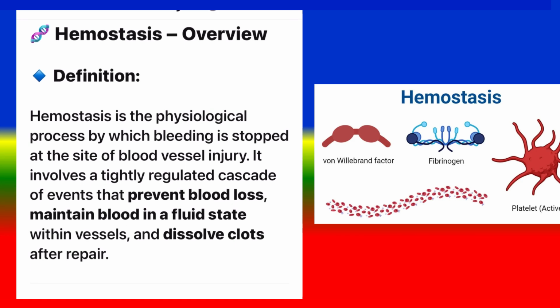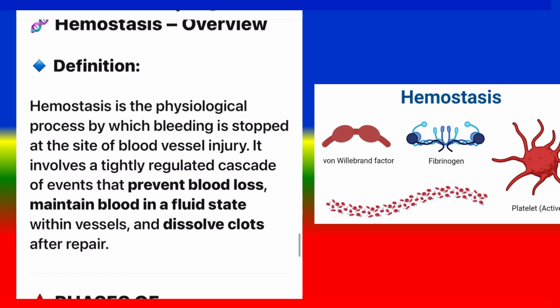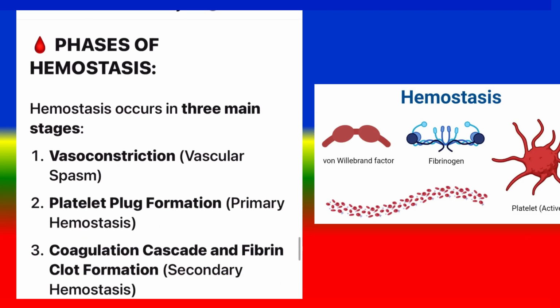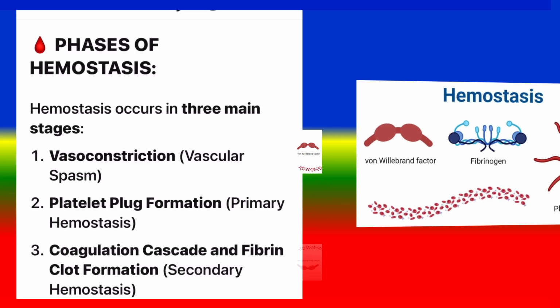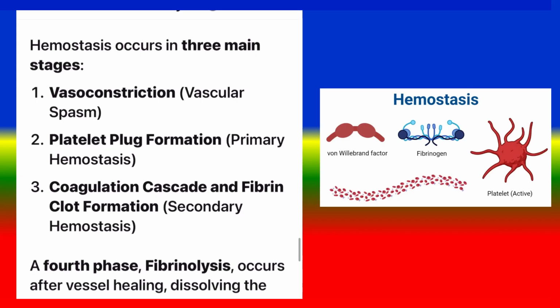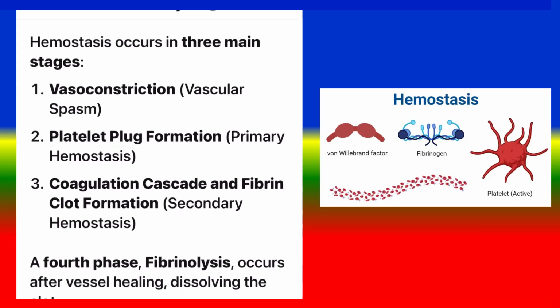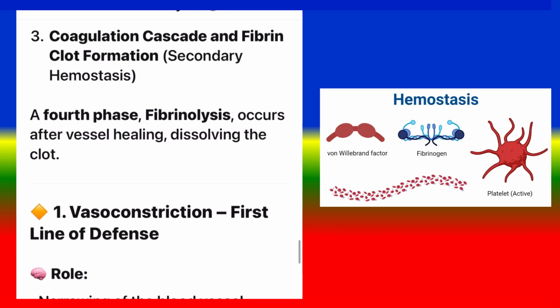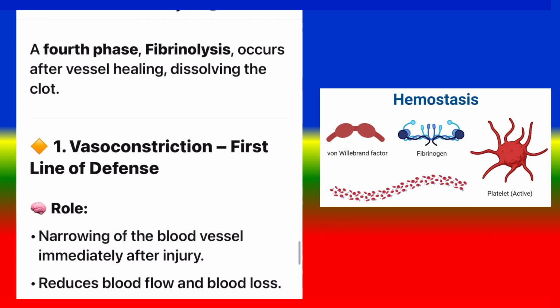It involves a tightly regulated cascade of events that prevent blood loss, maintain blood in a fluid state within vessels, and dissolve clots after repair. Phases of hemostasis. Hemostasis occurs in three main stages: 1. Vasoconstriction, vascular spasm; 2. Platelet plug formation, primary hemostasis; 3. Coagulation cascade and fibrin clot formation, secondary hemostasis. A fourth phase, fibrinolysis, occurs after vessel healing, dissolving the clot.